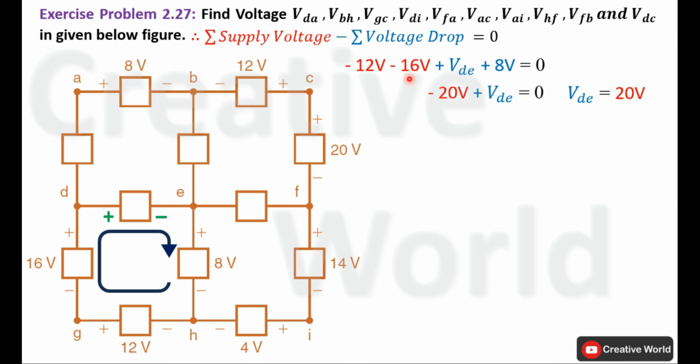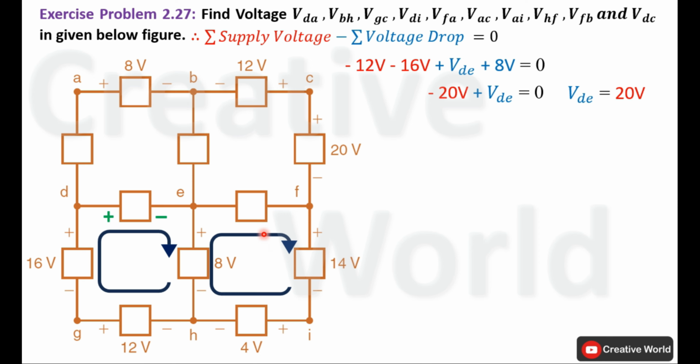Sum of minus 16 volt and minus 12 volt became minus 28 volt. Minus 28 volt plus 8 volt became minus 20 volt because the higher value was having minus sign with it. And this minus 20 volt is converted into positive 20 volt by placing it on the other hand side of equal. So the value of VDE across this element is 20 volt with these specified polarities. Now these polarities for this element are locked. With these polarities, voltage across this element is 20 volt. Move to the next closed circuit.